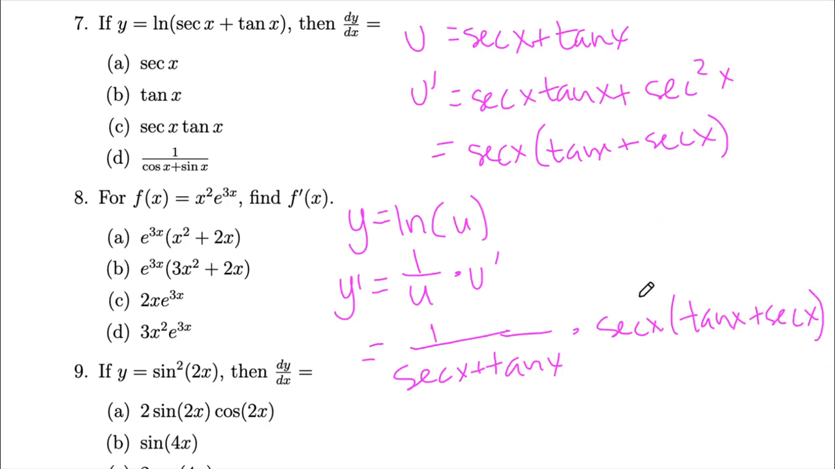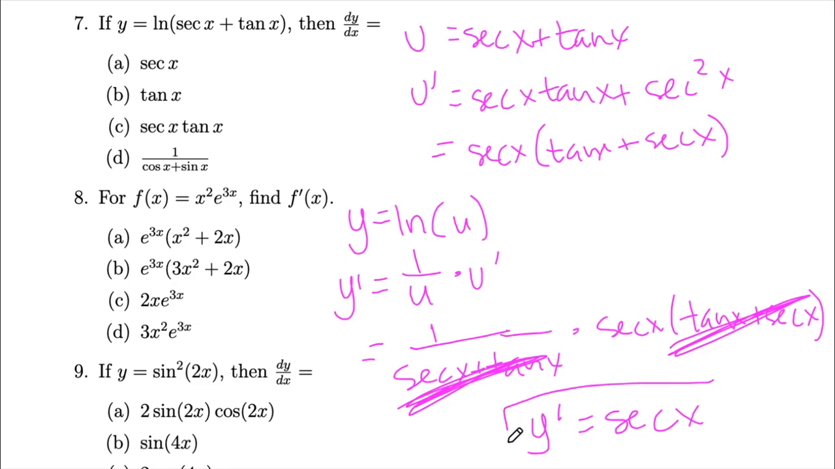So here, because these are being multiplied, now we can go ahead and cancel out our denominator with that. And so now we just get 1 times secant x for our derivative. So y prime equals secant of x, which is answer choice A.